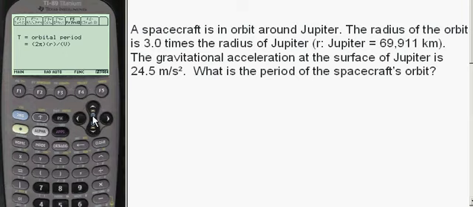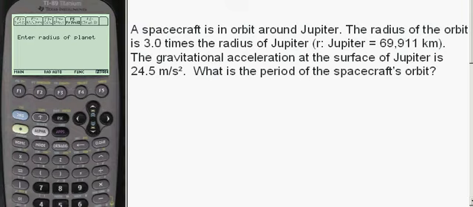I always try to show you the formula, because that's the first thing you're going to write down on your test paper. 2 pi times the r and v. Now, r is the radius of Jupiter. If it was a capital R, it means orbital radius, okay? So I try to help you with that too.